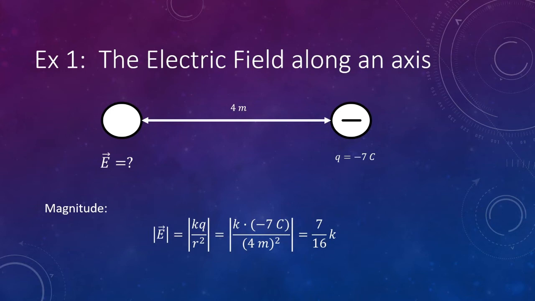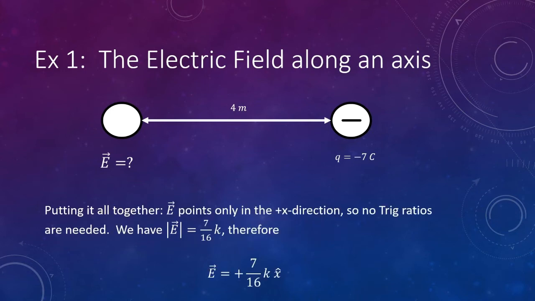So that's not so bad when we have a point on axis, because we don't have any y components. Our electric field's only pointing in the plus x direction, so the overall field is plus 7 over 16k in the x direction. So again, we first find the direction of the field, then the magnitude, and since it was at a point on axis, we didn't have to worry about any trig ratios.